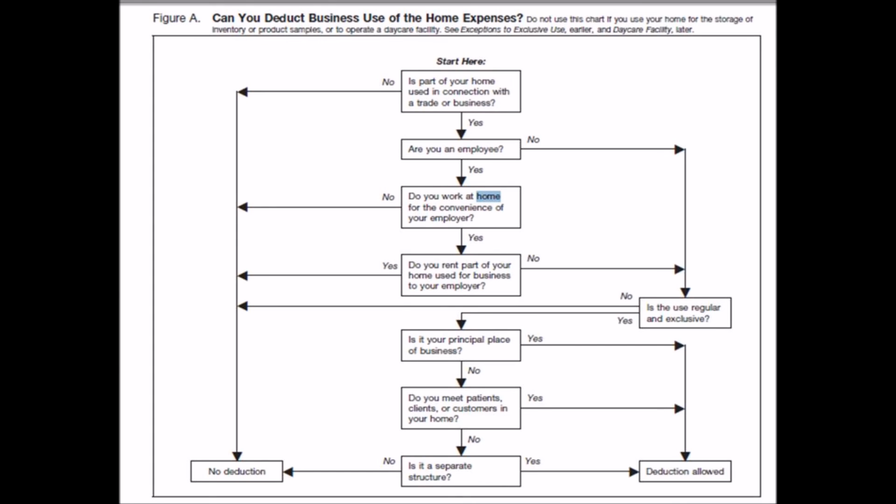Congress came to our rescue in this case, and they said that taxpayers' home office will qualify as their principal place of business if they use it exclusively and regularly for administrative or management activities, and there is no other fixed location where he conducts business. So basically they're saying if you don't have any other location and you do paperwork at home, you're entitled to the home office deduction.